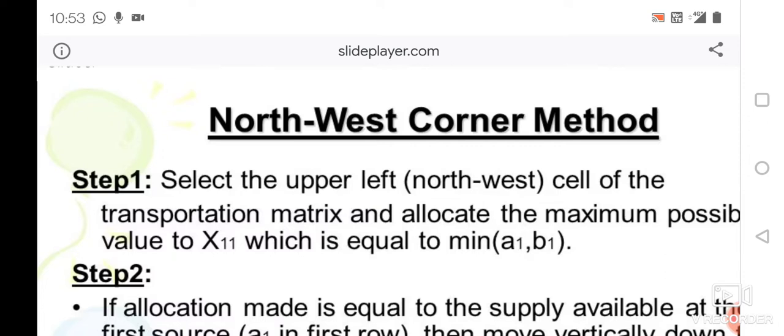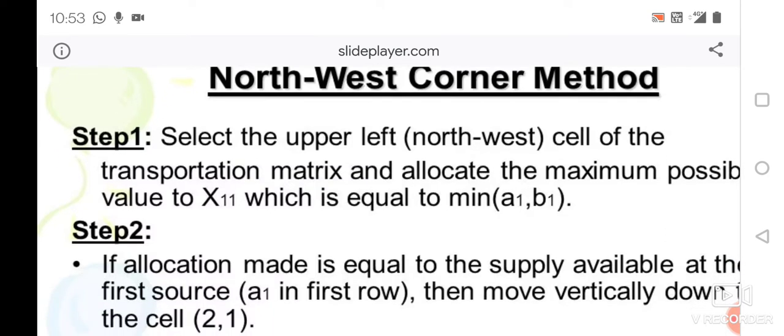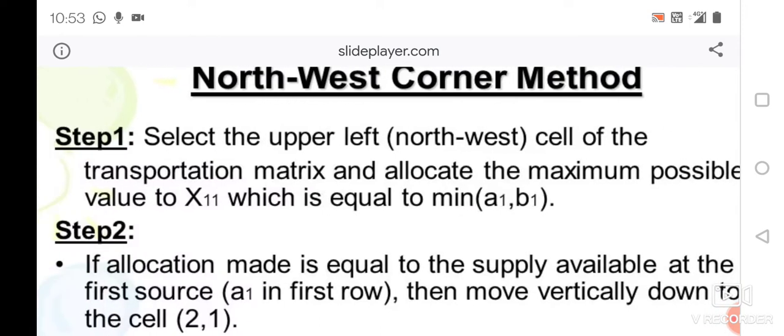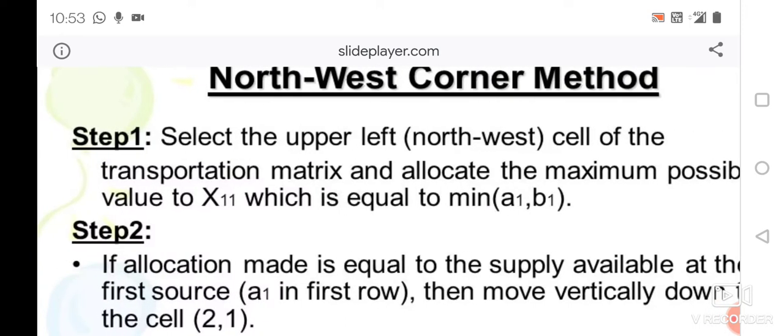First step: select the upper left, that means northwest. Select the upper left cell of the transportation matrix and allocate the minimum possible value to x11, which is equal to the minimum of a1 and b1.